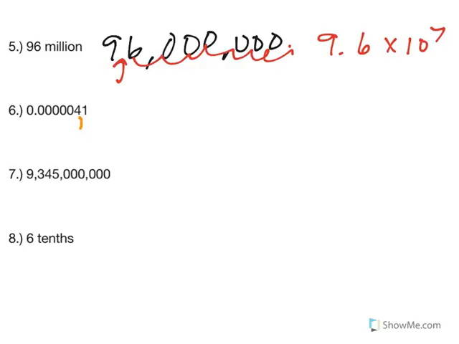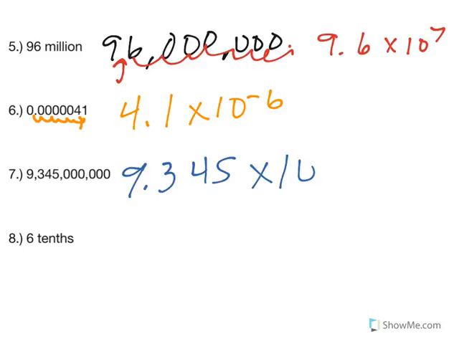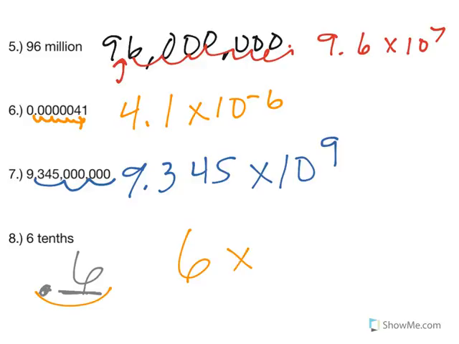In number 6, we want it to be between the 4 and the 1. So 4.1 times 10 to the, it's small, so it's going to be negative, 1, 2, 3, 4, 5, 6, and we have 10 to the negative 6th. Again, in number 7, we have a big number, so 9.345, it's going to be a positive exponent, 3, 6, 9, times 10 to the 9th. And in number 8, 6/10. Well, 6/10 is the first place past the decimal, so I'm moving it 1 place, it'll be 6 times 10 to the negative 1st.